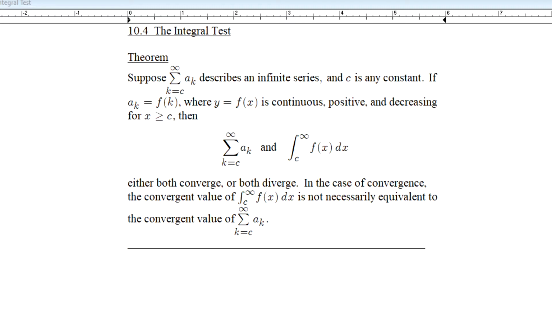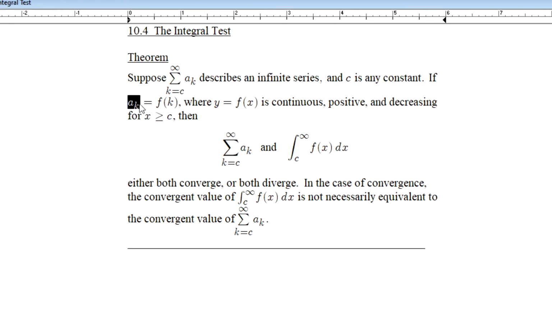And as the name might imply, it does involve a little integration, right? And we see that presented here in the following theorem. The way this theorem begins, it does start off with the assumption that you're dealing with an infinite series. It starts at a lower index of k equal to c and continues up to infinity for a sub k, where in this case c is any constant. This lower index is just any constant.